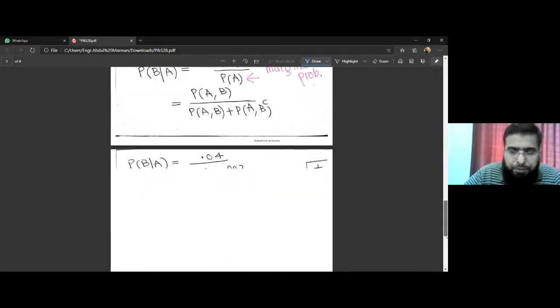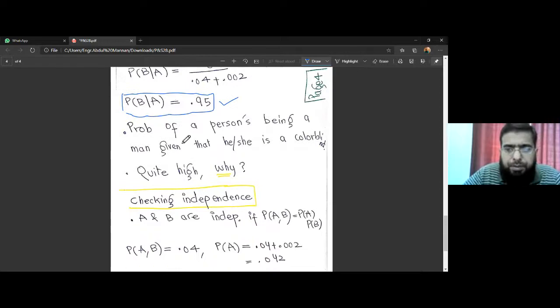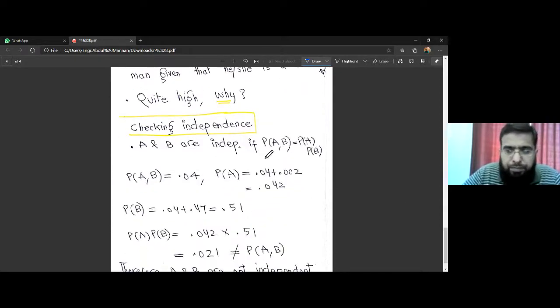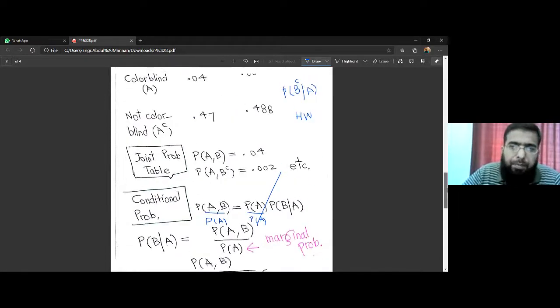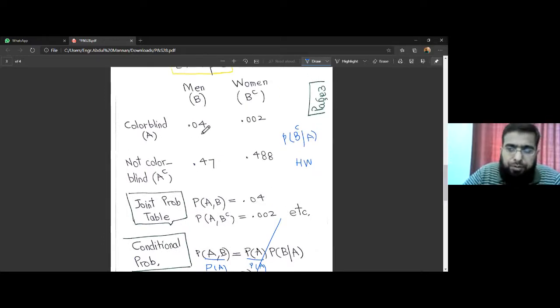A and B are independent if probability of AB is probability of A times probability of B. We studied this earlier in this lecture. So probability of AB can be taken straight from the table. We don't have to compute that. Probability of AB is 0.04, given in the table, luckily.